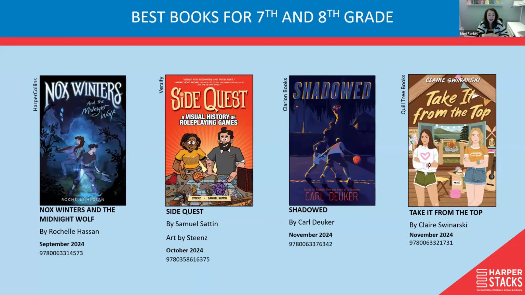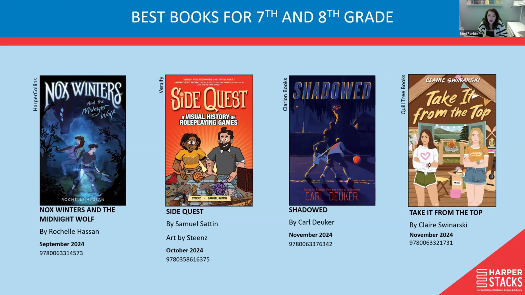But first, I'd like to tell you about some of the titles on our fall list that perfectly fit in that wheelhouse. Knox Winters and the Midnight Wolf is the first book in a rich, eerie middle grade fantasy duology. Side Quest is a standalone graphic novel, nonfiction history of role-playing games. Shadowed is a moving novel about basketball and friendship with a 15-year-old protagonist, Nate, who struggles to understand what makes a friend and what makes a teammate, with life-altering results.